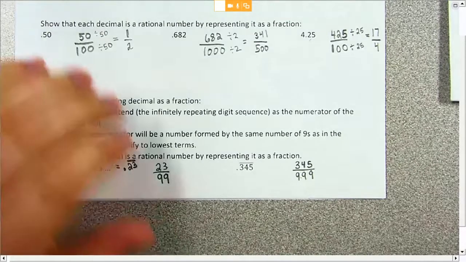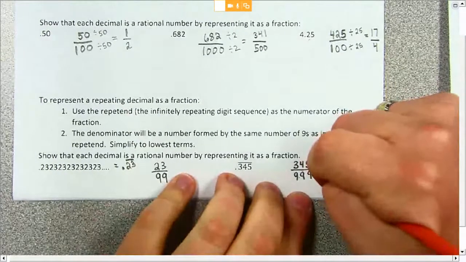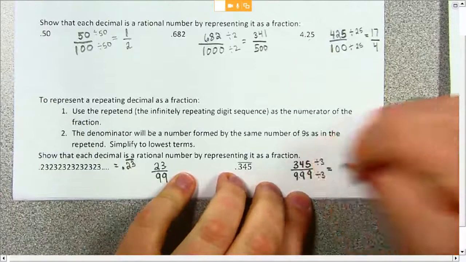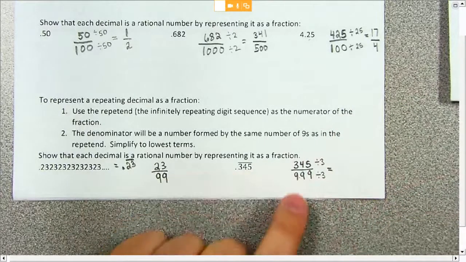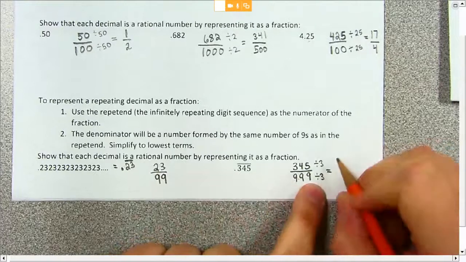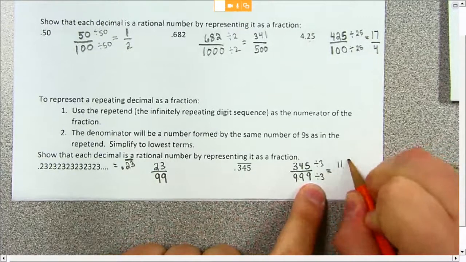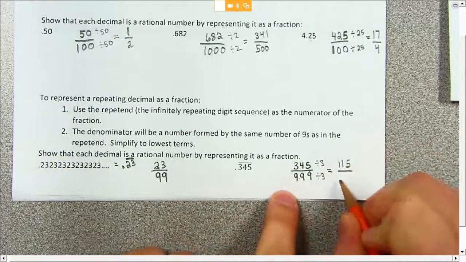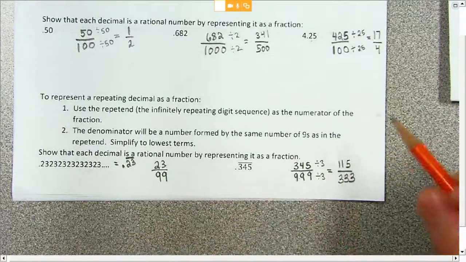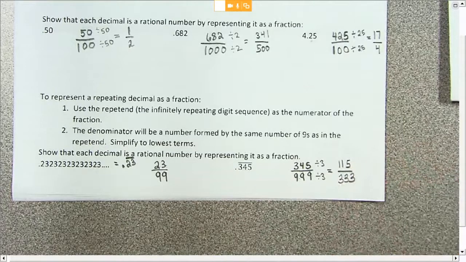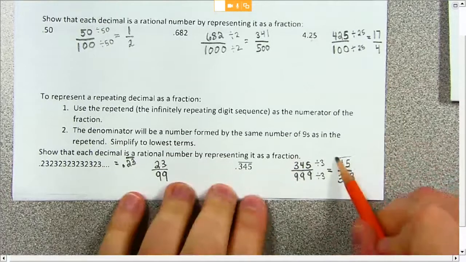So I think I can divide both of these by 3, and you'll be able to do this after we talk about the last thing we're going to talk about tonight. So 345 divided by 3 is 115, and 999 divided by 3 is 333. I thought that both of those would be divisible by 3, but 115 is not. So that's all we can do.